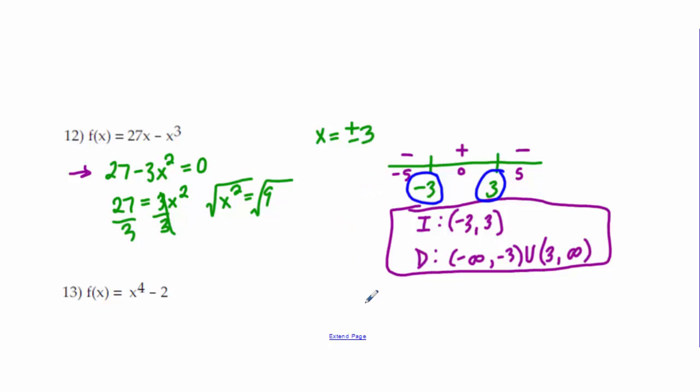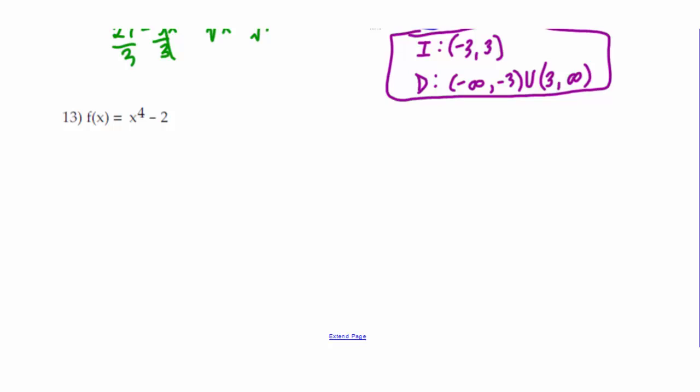And finally, number 13. Not finally, like finally for this section and this page. Yeah, there's one more page after this. I didn't really mean to say finally.